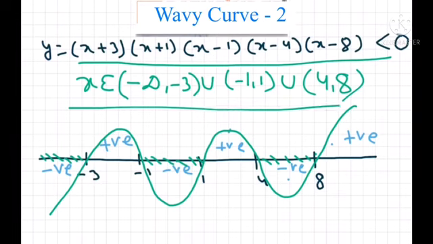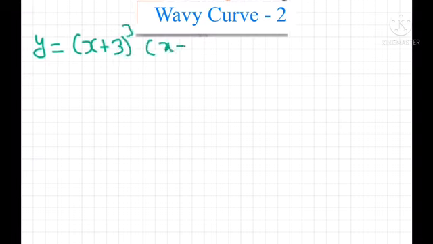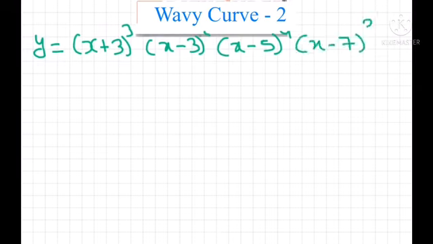So till now we have seen, if I give you 6 factors instead of 5, you can solve it. If I give you 7 factors, you can solve it. Now let's see some variation in this. First variation is when we have some exponent in the function. So say y is equal to (x + 3) whole cube, (x - 3) whole square, (x - 5) to the power 4, (x - 7) cube.